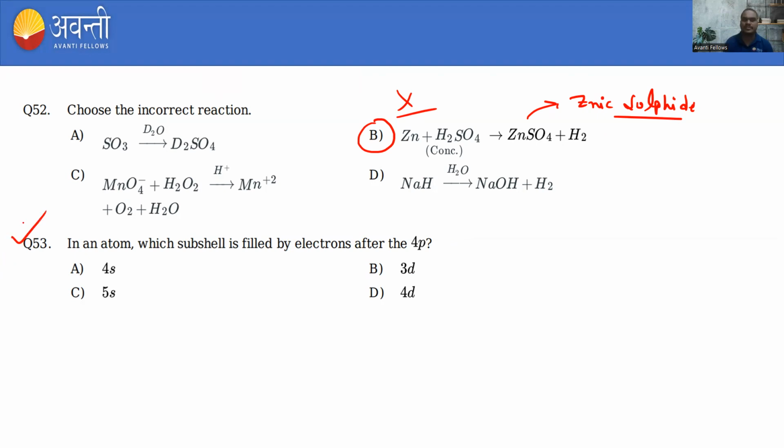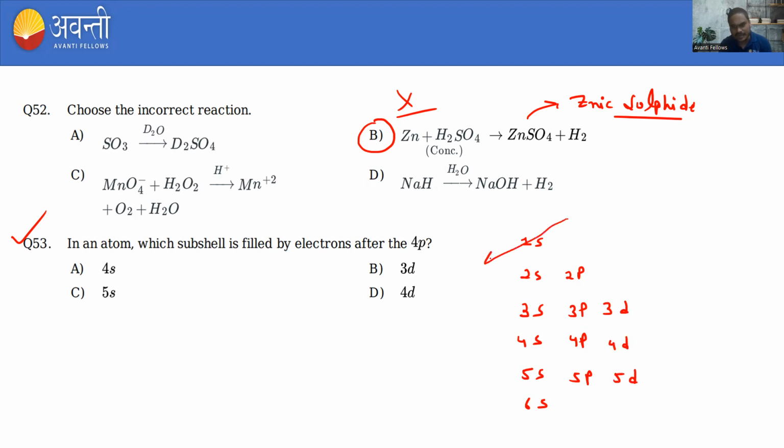Now move to question number 53. That is, in an atom, which subshell is filled by electrons after 4p? So this is according to the above principle. We all know the filling of electrons like 1s, 2s, 3s, 4s, 5s, and 6s. Similarly, we have 2p, then 3p, then 4p, then 5p. Again, we have 3d and 4d and 5d, right? We fill the electrons according to this order, right? According to this arrow.